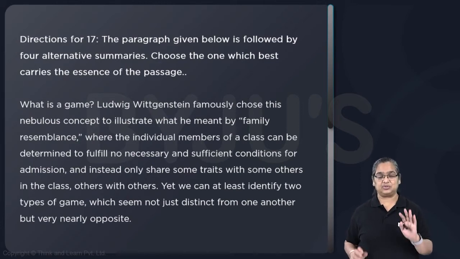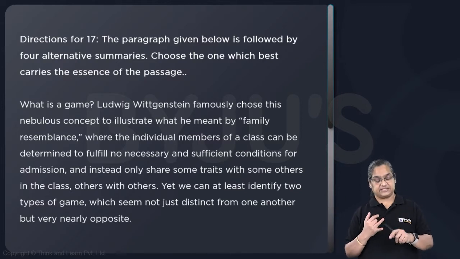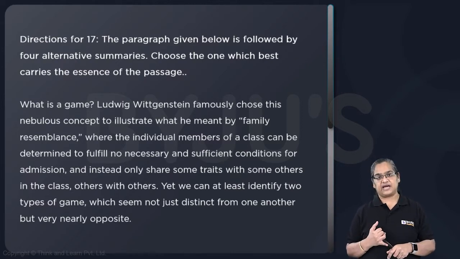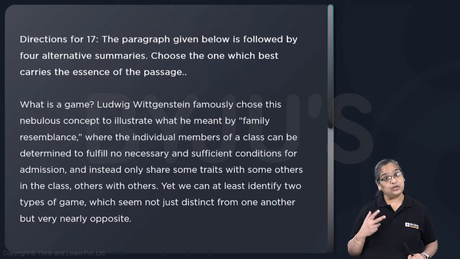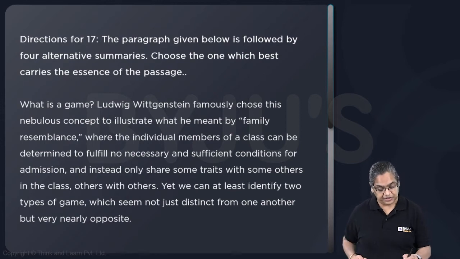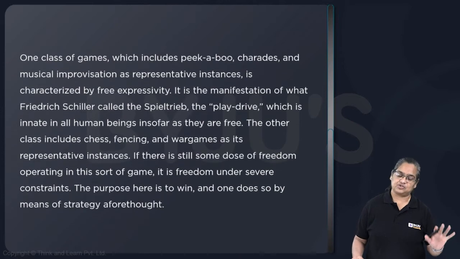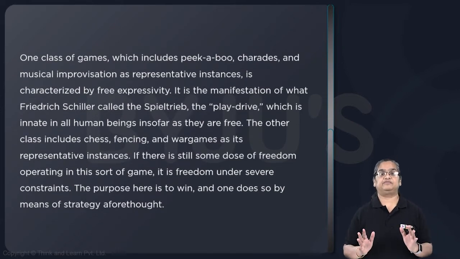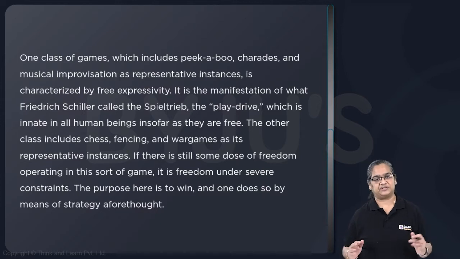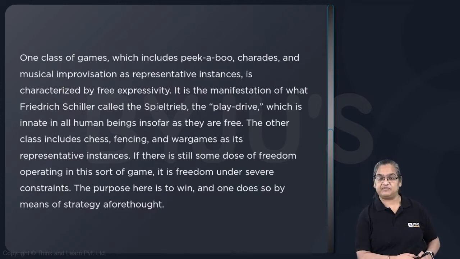Then the author says, so this is the first one, game and family resemblance, 1 point, as given by Ludwig Wittgenstein. The second one, he says, is there are two types of games, which seem not just distinct from one another, but very nearly opposite. Despite this family resemblance concept, there are two types of games, and they are not just different from each other, they are almost opposite to each other. So next we'll learn what are the two types of games.